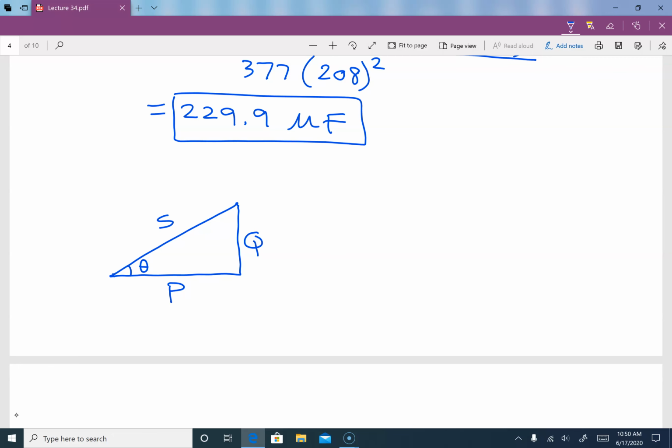So the lower here, or why, when we can say that when theta, let's say, reaches 0 degrees, that means our P and S are equal, right?